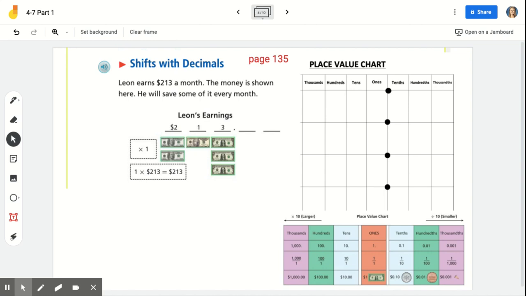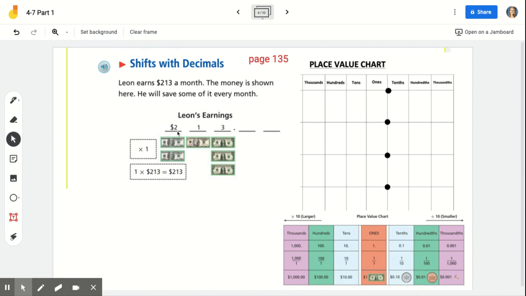Okay, so our situation with Leon, I'm going to read the top of page 135. The heading is Shifts with Patterns, and here's the situation. Leon earns $213 a month. The money is shown here. He will save some of it every month.